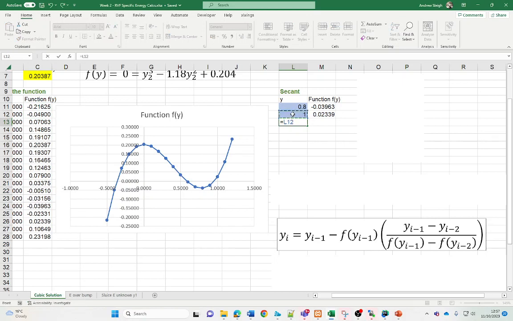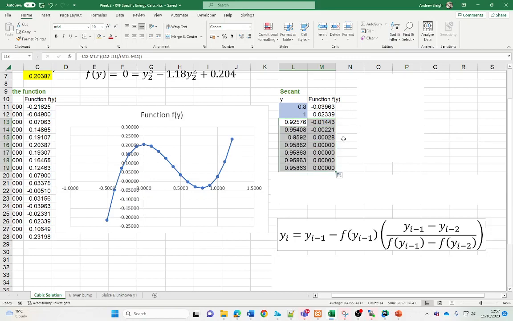We've done it before. So it's the last y value minus the function of the last value times 2 brackets, the last y value minus second last y value divided by the last function value minus the second last function value, double bracket, there's our next estimate, and we get that function value of minus 0.01 for that. So let's highlight those 2 and drag them down a bit. Okay, we'll see that this has converged very quickly to 0.9586.